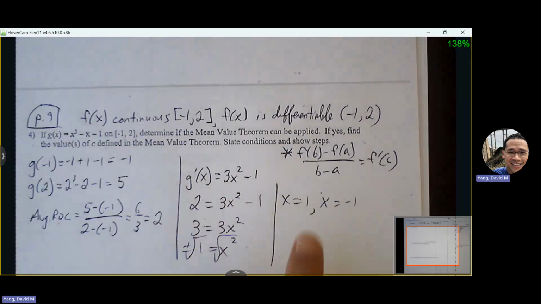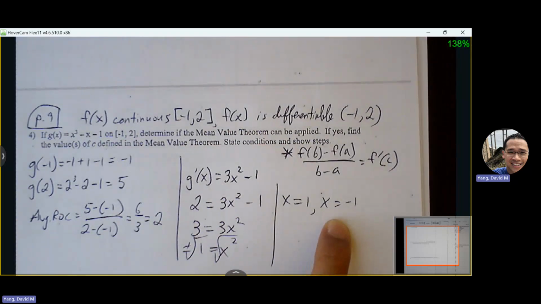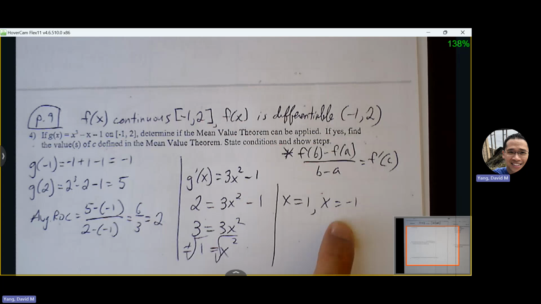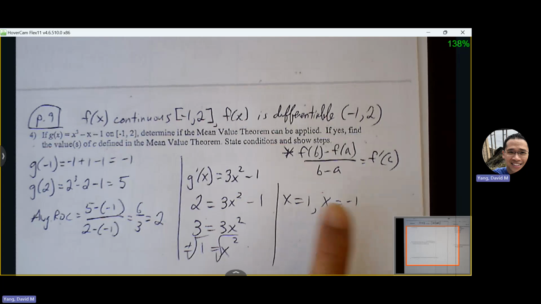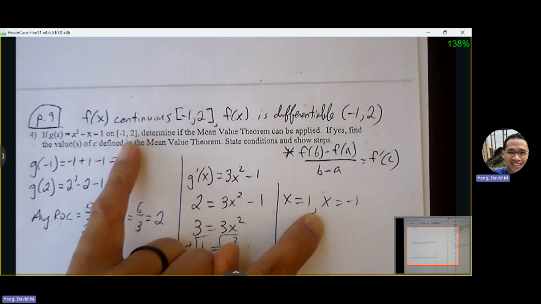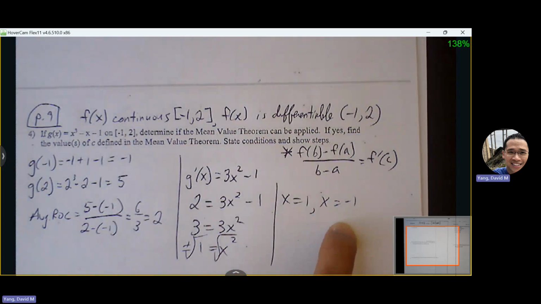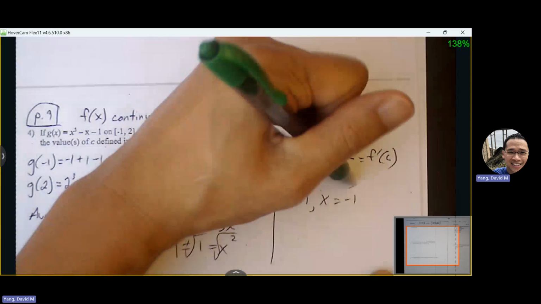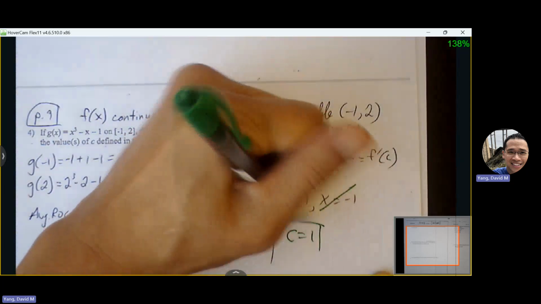Are both these valid solutions? Are both these valid locations for mean value theorem? Where do our values have to live? In between the interval, right? Which means, which do we remove? -1. Okay, it's right at the endpoint, not close enough. It's got to be between. So c is equal to 1.